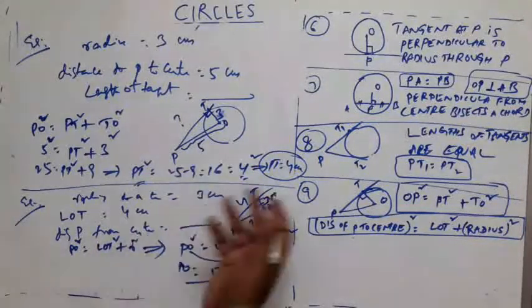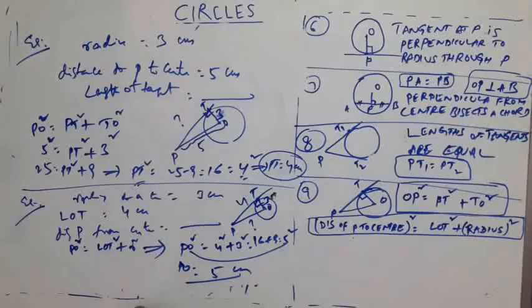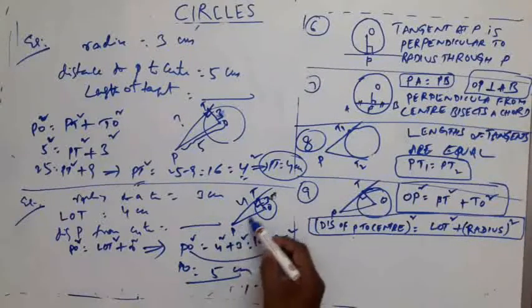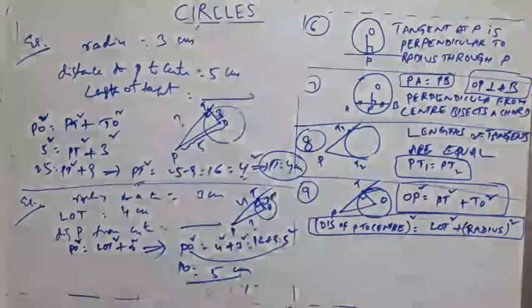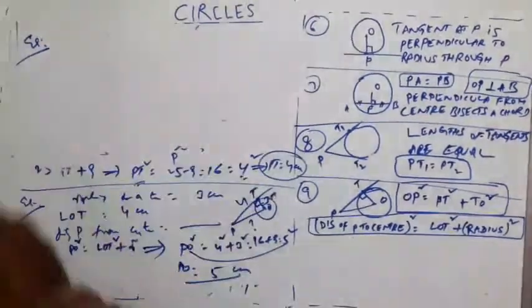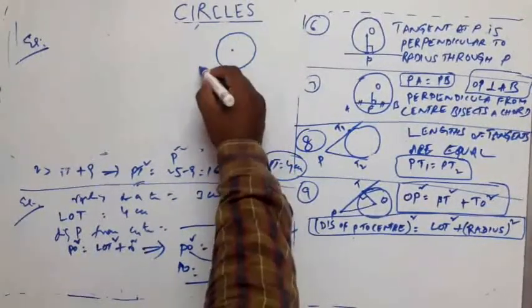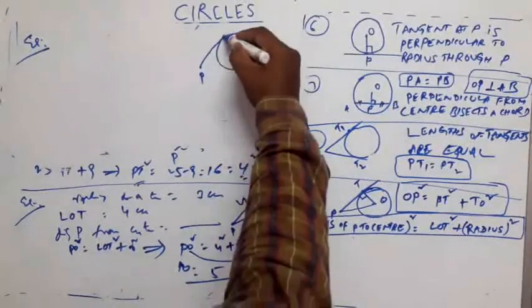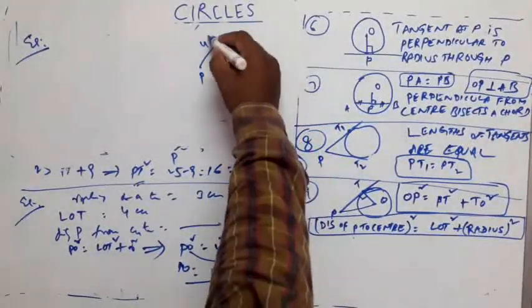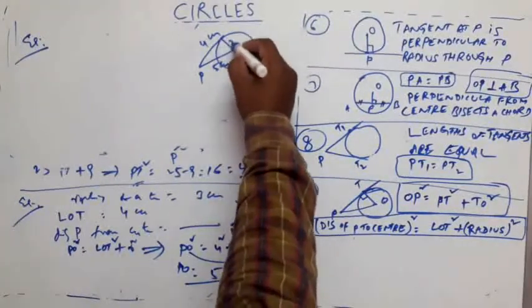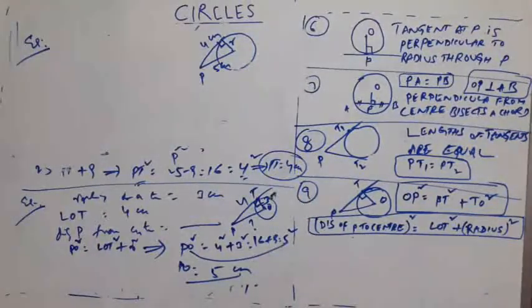Third model, what am I going to do? I am going to give you the length of tangent and the distance of the external point P from the center. If I give you like this, for a circle, P is an external point. Length of tangent is 4 centimeters. Distance of the point P from center is 5 centimeters. What is the radius of the circle? That is my question.